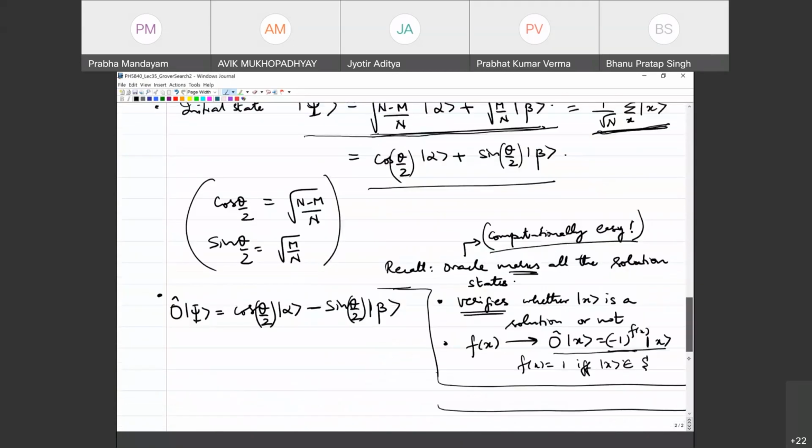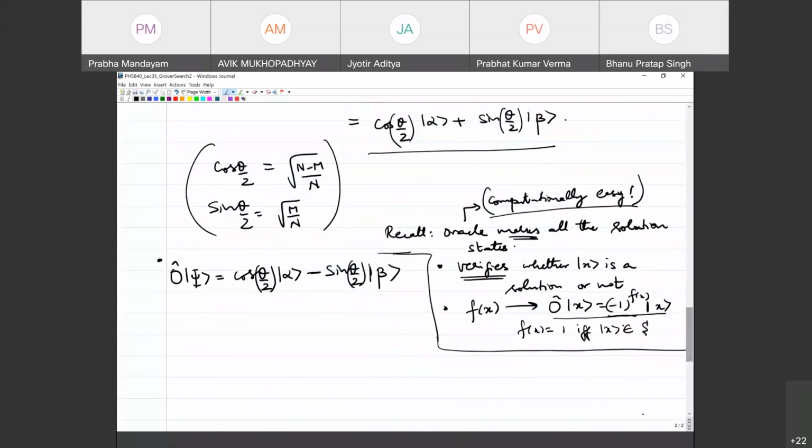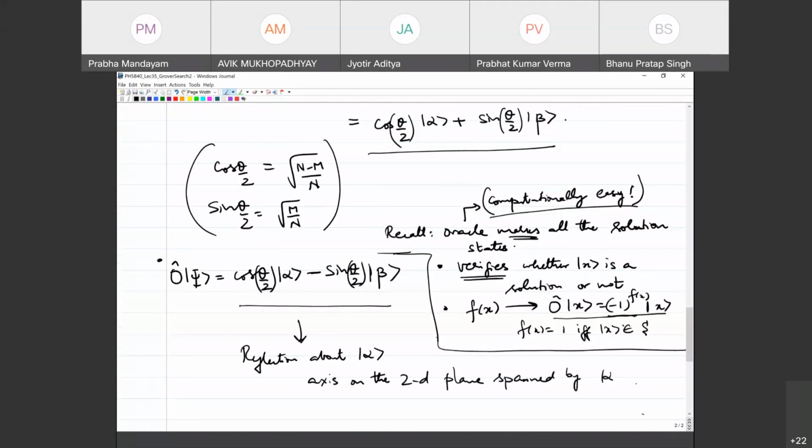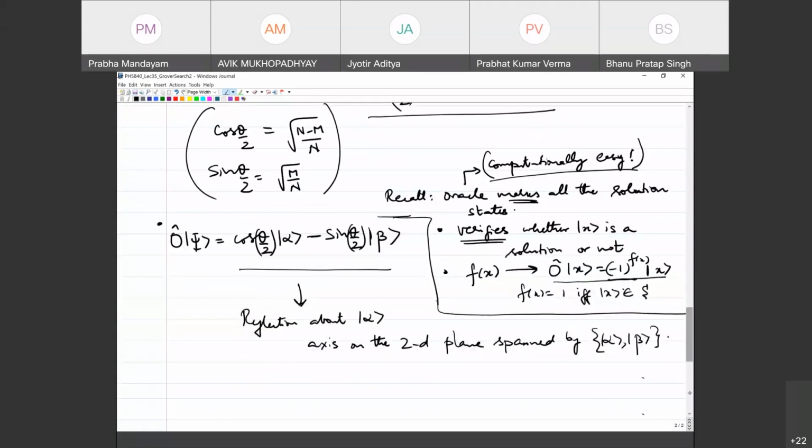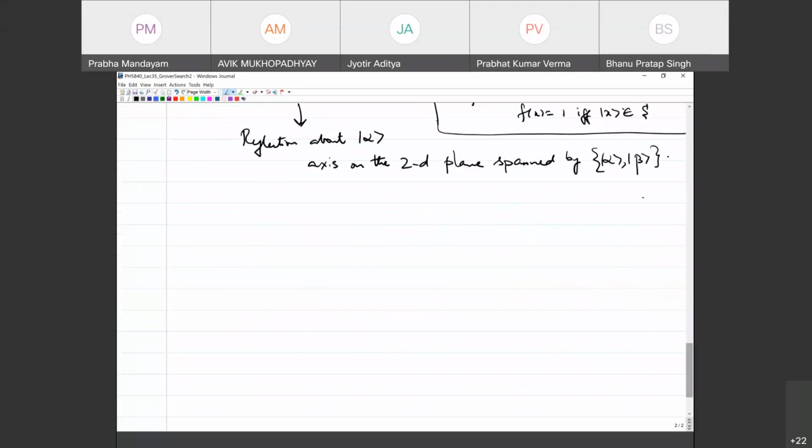Okay, so as Avik just pointed out, this is nothing but a reflection about the alpha axis on the 2D plane spanned by alpha and beta. Okay, so let's mark that here.